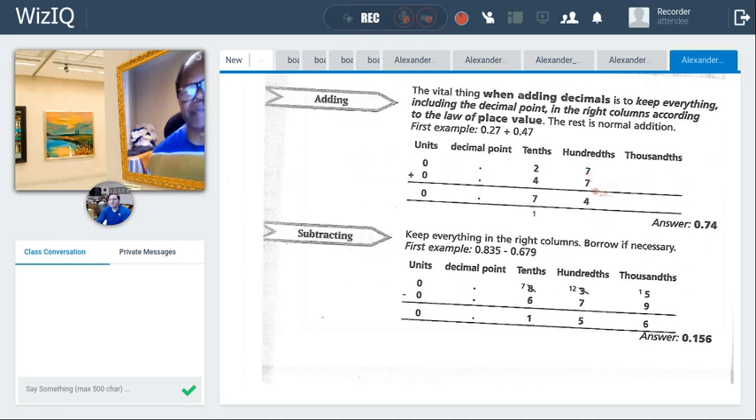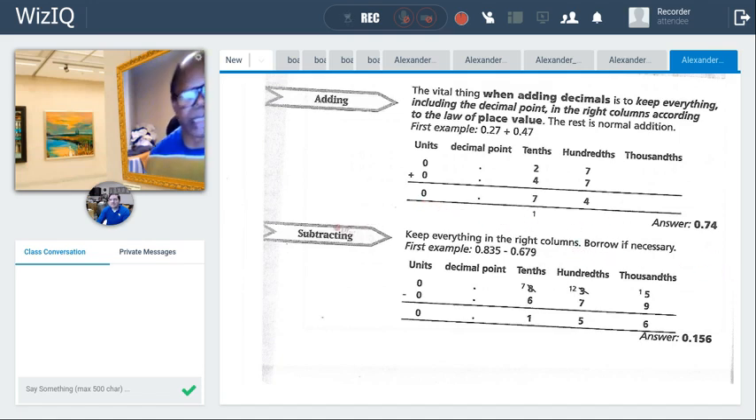So 7 plus 7 is going to give us 14. So we write 4 and we keep 1. And then 4 plus 2 is 6, and 6 plus the 1 is 7. And 0 plus 0 is 0. So the answer is going to be 0.74. If this was 10, we would have put 0 here and we keep 1. The 1 will come here. Then 0 plus 0 is 0, and 0 plus the 1 that we've kept is going to be 1. So there would have been 1.04.